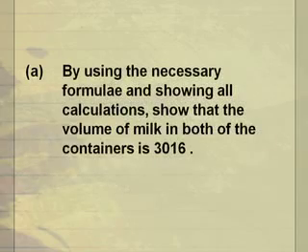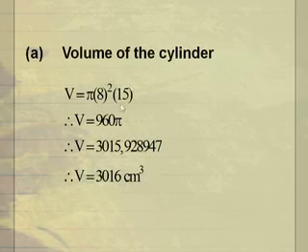It says, by using the necessary formulae and showing all calculations, show that the volume of milk in both of the containers is 3,016. Okay? Now, you can see here, just substitute all your values into your formula. There's your radius right there, 8 squared. Multiply the brackets out first, and then you get your 960 by pi. Then you get your answer, 3015.92, and it goes on. So you round that off to 3016 centimeter cubed.